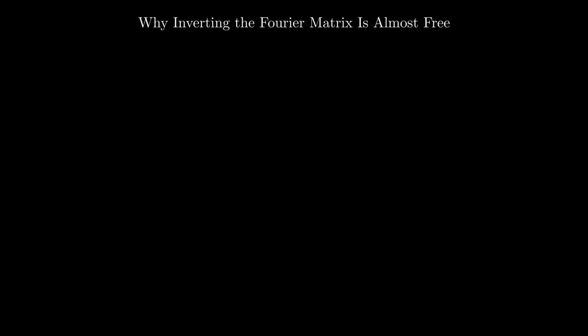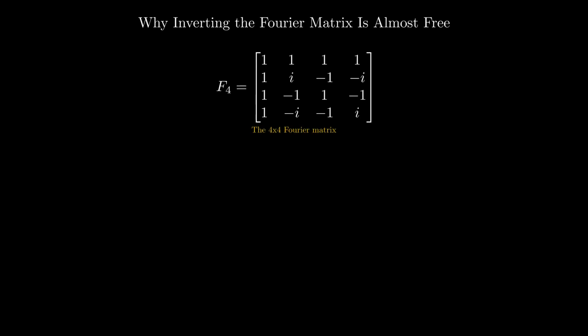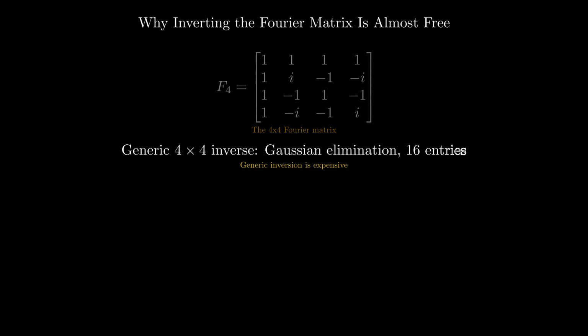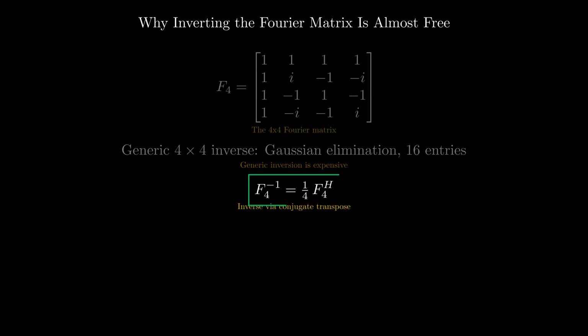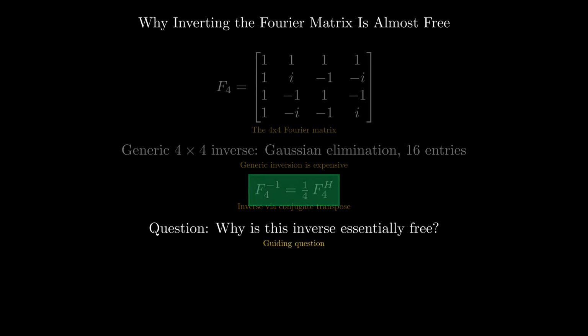Here's a 4x4 dense complex matrix called F sub 4, the Fourier matrix. Inverting a generic 4x4 takes real work. Gaussian elimination, 16 entries to track. But for this matrix, I can write down the inverse in 5 seconds. It's just 1/4 times the conjugate transpose of F sub 4. No row reduction, no determinants. Why is this inverse essentially free?